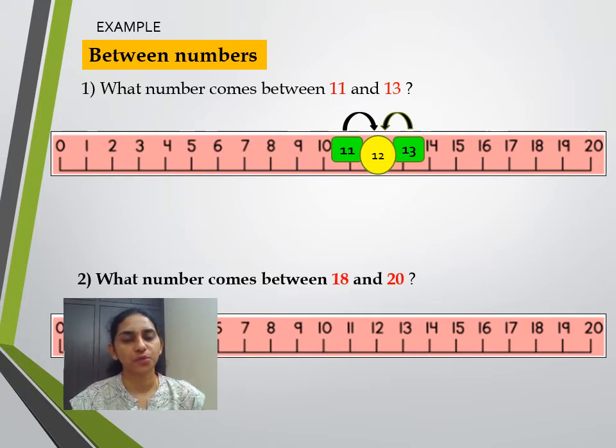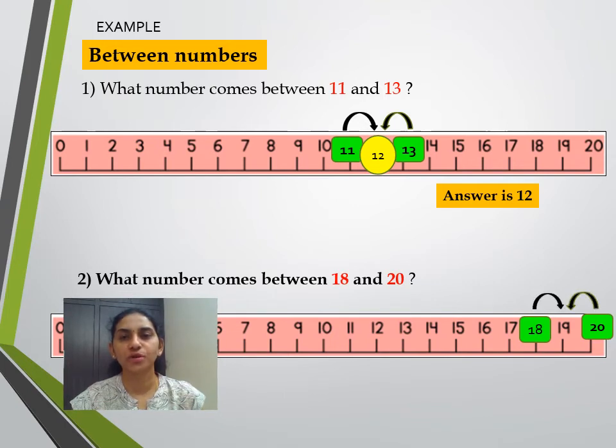What comes between 18 and 20? One more example, children. Now where is 18 on the number line? Here is 18. And where is 20? Here is 20. Now let's see what number comes between 18 and 20. What number is missing there? It is 19. Yes. 19 is between 18 and 20. Is the concept clear, children? Good. Let's go for the next one.